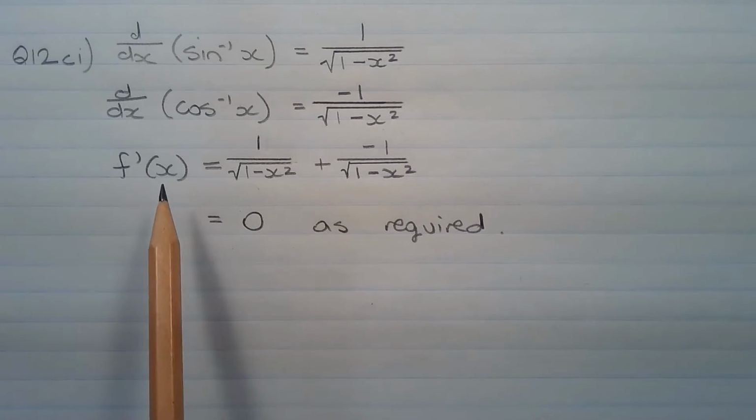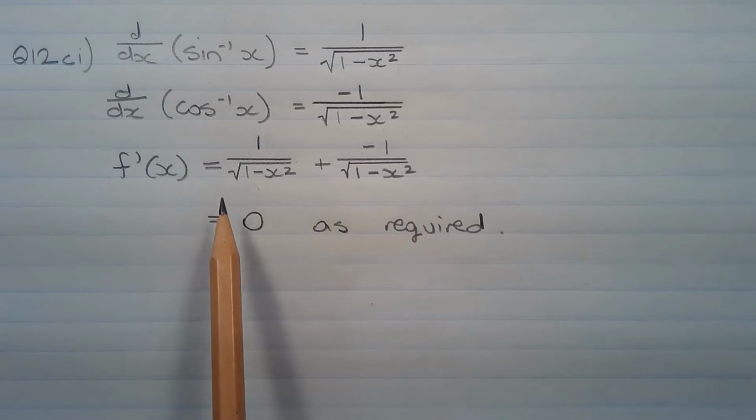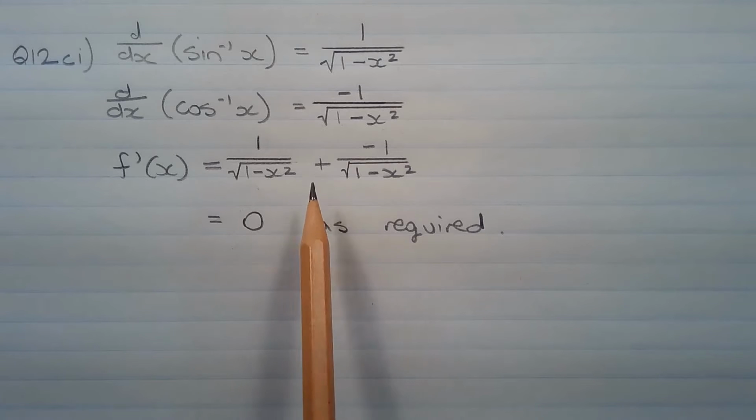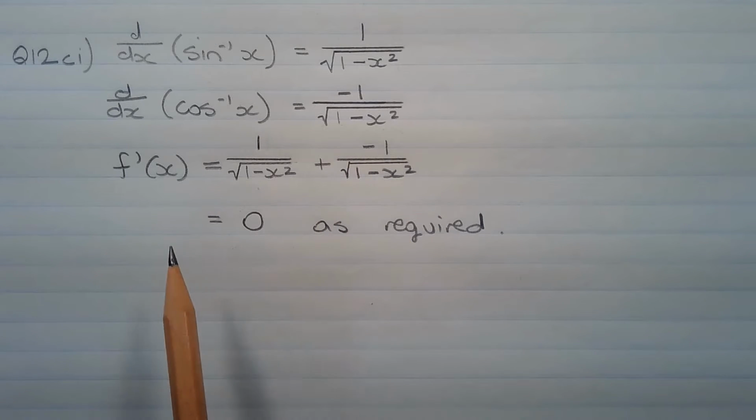Now f dash of x is equal to the sum of these two derivatives, so that equals 1 over the square root of 1 minus x squared plus negative 1 over the square root of 1 minus x squared, which equals 0 as required.